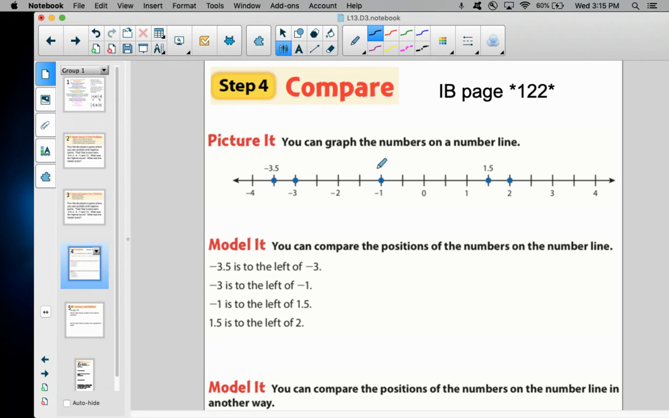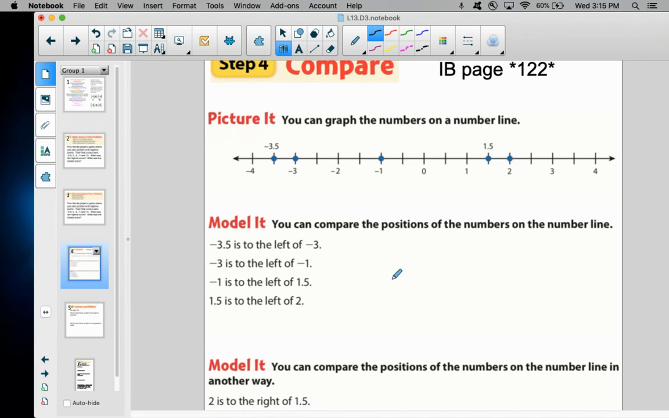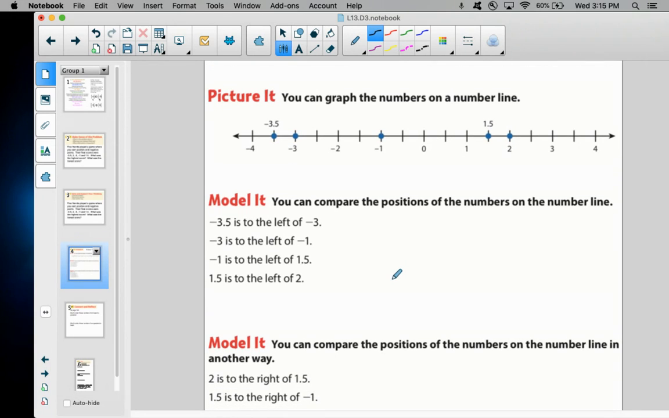-1 is to the left of 1.5, so it's smaller than 1.5. And then 1.5 is to the left of 2, making 1.5 less than 2. You can also do the opposite comparison, meaning which one is to the right of the other.